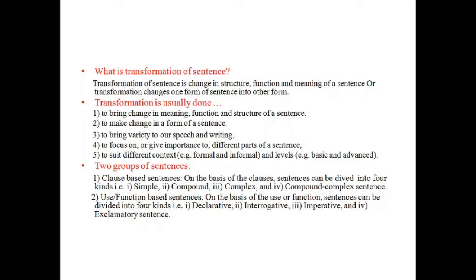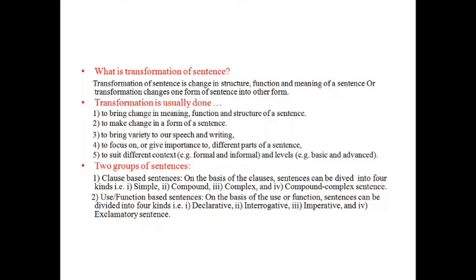Let us go ahead and discuss two groups of sentences. The next subtopic of our discussion is two groups of sentences. Friends, generally there are two groups of sentences in English. These are first, clause-based sentences, and function-based sentences. Let us see now, what are clause-based sentences? These sentences are formed on the basis of the clauses. Clause-based sentences are formed on the basis of clauses. These sentences can be divided into four kinds: simple, compound, complex, and compound complex sentence.